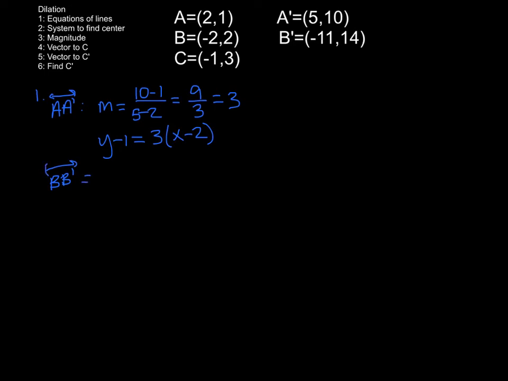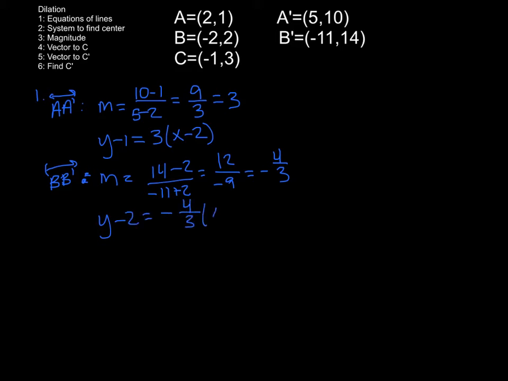Okay, so the slope is going to be 14 minus 2 over negative 11 plus 2. Looks like 12 over negative 9, which is going to be negative 4/3. Y minus 2 equals negative 4/3 times x plus 2.